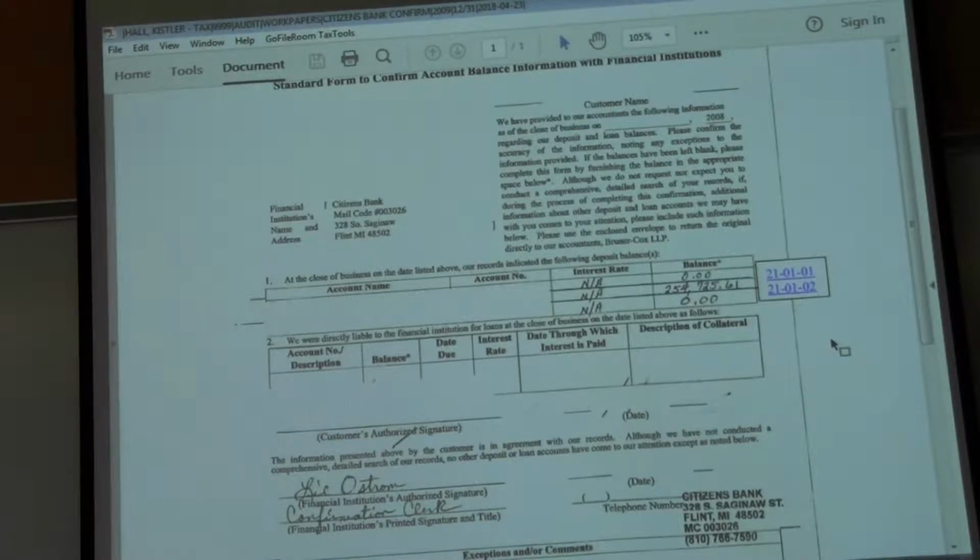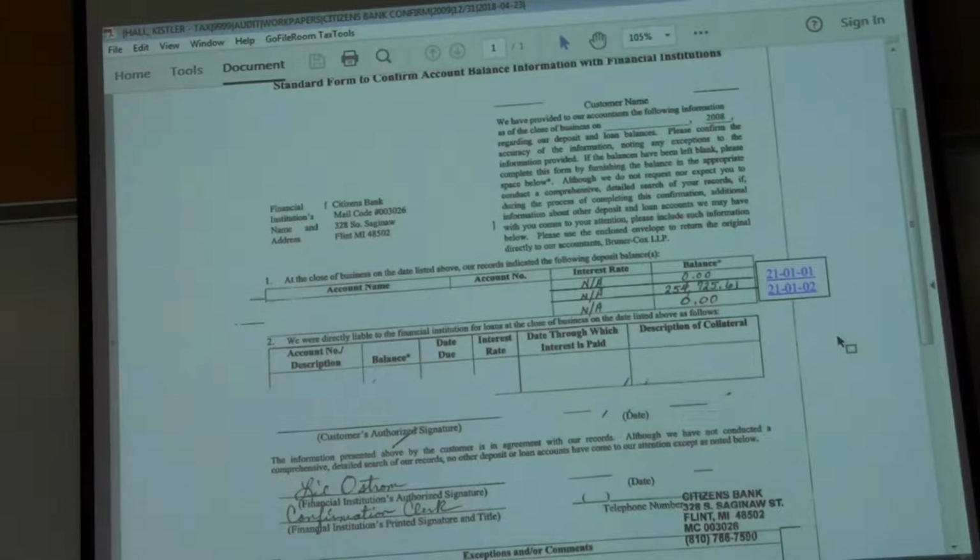Here's an example. This is old school. This is a paper confirmation. This is where you send this form to the bank, and the bank says, okay, yes, they have an account. Here's the name of the account, here's the account number, and here's the balance they had at the end of the year, at 12/31. 254,725.61. If you remember back on that bank reconciliation, that was the first number we started with. So you're testing that client's work paper by getting outside evidence from the bank that that's the right starting number.